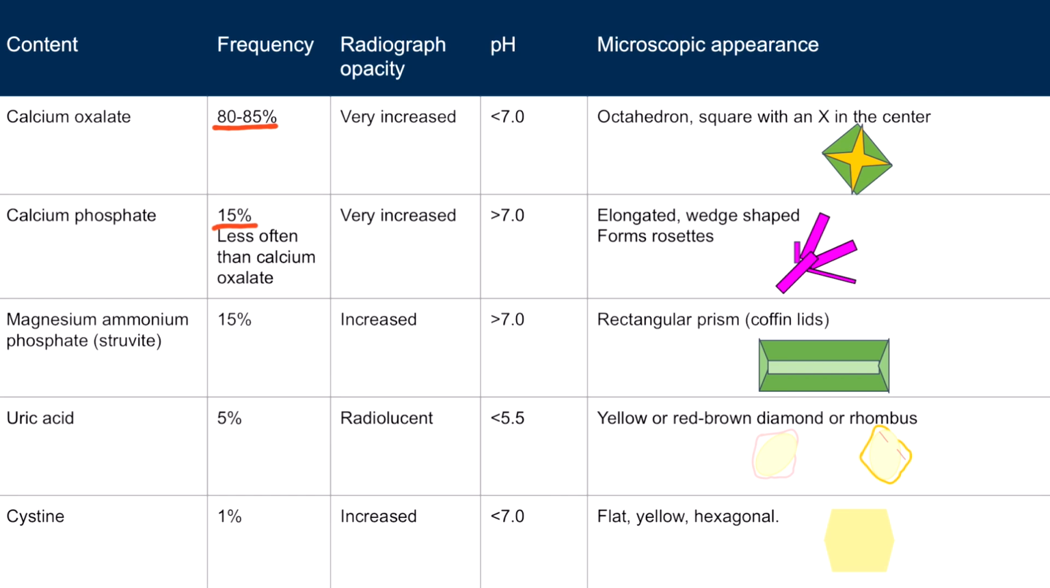An acidic urine pH, which is less than 7, promotes calcium oxalate stone formation, while a basic pH, greater than 7, induces calcium phosphate stones. The calcium oxalate stones are shaped as an octahedron, which looks like a square with an X in the center. The calcium phosphate stones are elongated, wedge-shaped, and tend to form rosettes. The radiographic opacity is increased for stones that contain calcium, meaning they can be easily seen on X-ray.